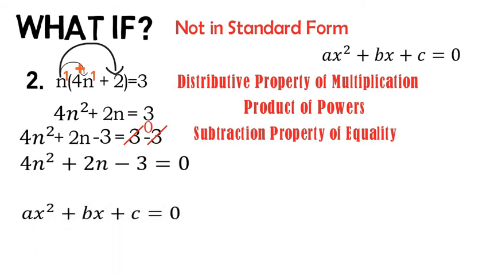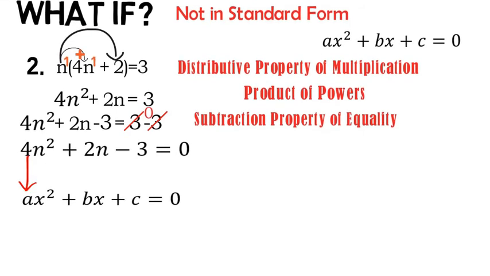So, we can now easily identify the values of a, b, and c. The value of a here is, easy lang, 4. Then, the value of b, easy lang rin, is equal to 2. And the value of c is equal to negative 3.